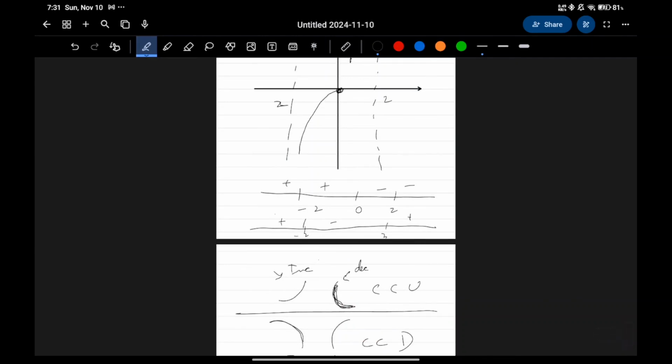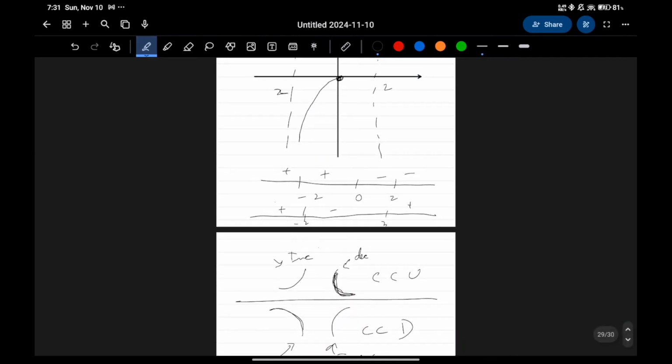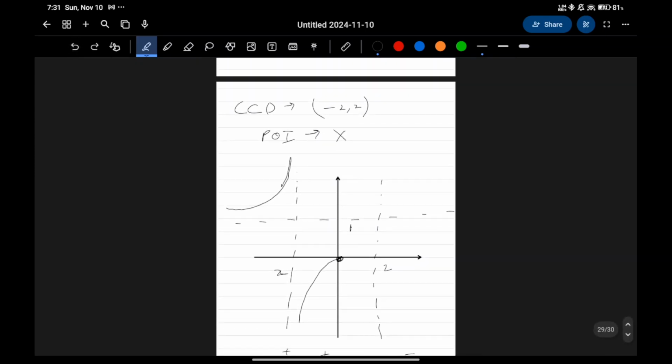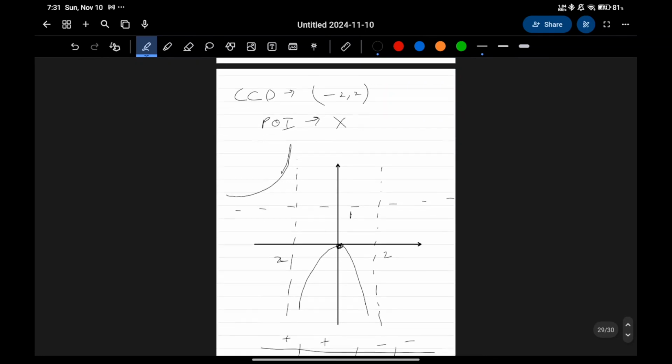Next is decreasing and concave down. Decreasing and concave down is this. So it should look something like this, and I know it intercepts at (0, 0).